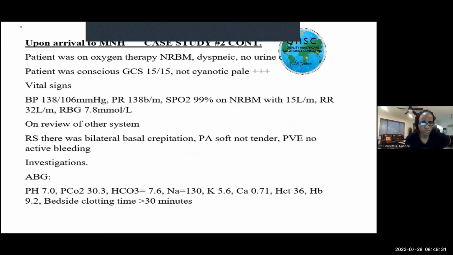And then vital signs were blood pressure 138/106, heart rate 138, and then O2 sats was 99. Non-rebreather was at 15 liters. Respiration was 32, and then the random blood glucose was 7.8. And then on the review of systems, Mr. Kamana is going to continue doing that, but then the ABGs was done.